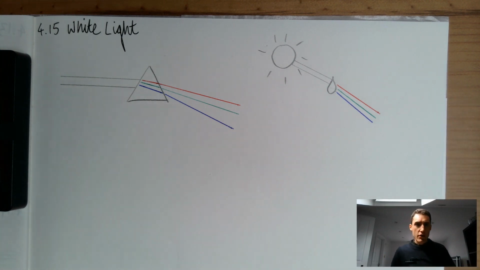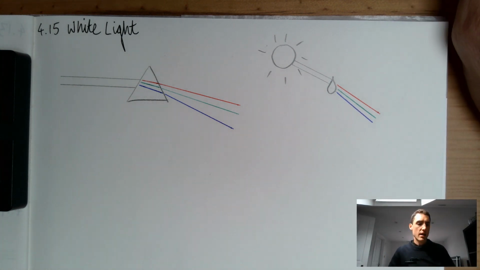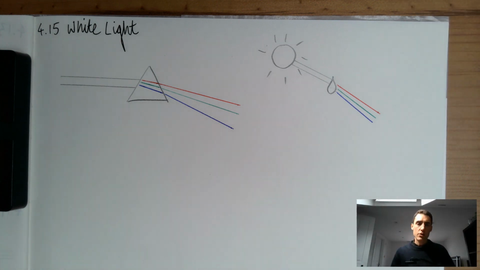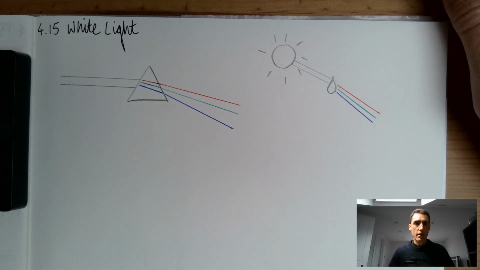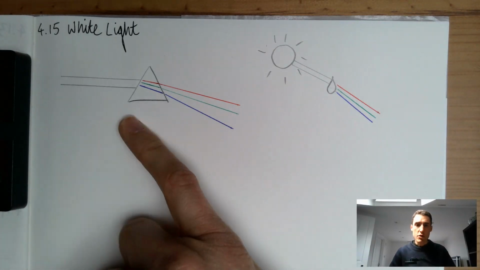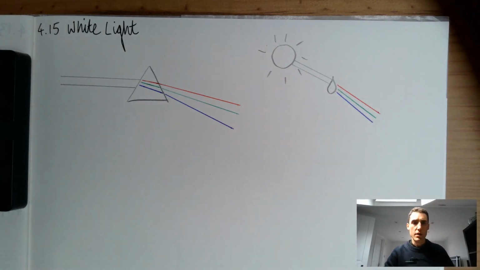I'm actually going to stop the video there. That's a really simple exposition of what's going on with white light. I'll do another video to talk in a bit more detail about Newton's experiment to do with prisms. So that will be the next video.